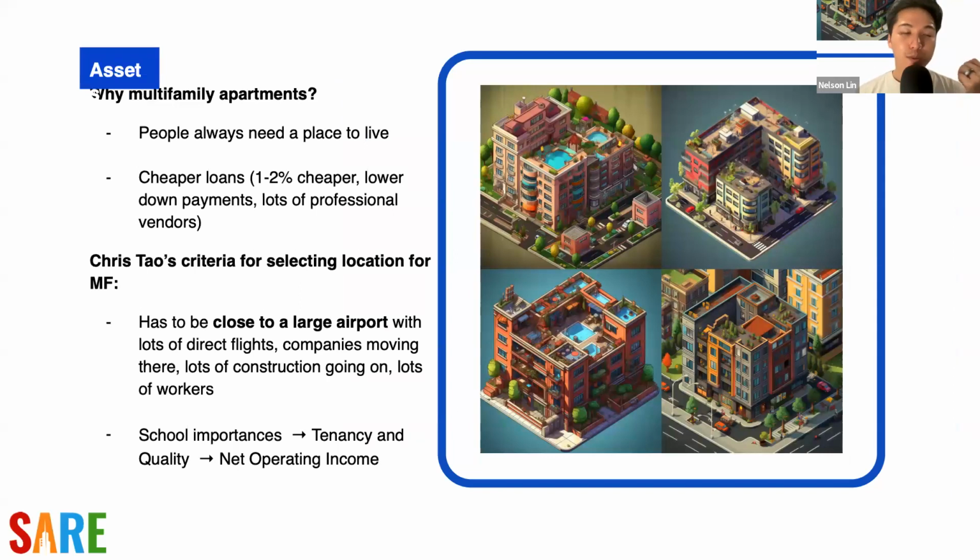So in terms of assets, why multifamily apartments? I think I said this earlier, people always need a place to live, and your financing is actually cheaper, like 1 to 2% compared to if you were to buy an office building right now, especially. You also have lower down payments than commercial buildings. Even when the interest rate was cheap, trying to buy a retail or commercial building, at most you might get away with 35% down. Now it's north of 50, 60%, especially for a bridge loan.